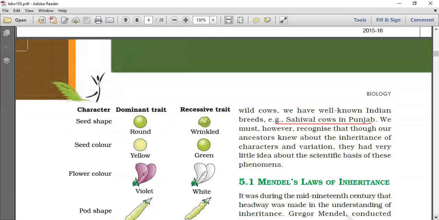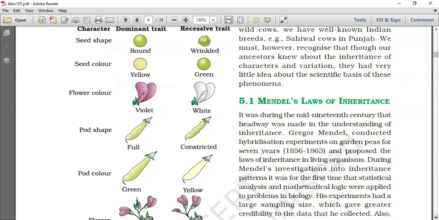which is produced. We must, however, recognize that although our ancestors knew about the inheritance of characters and variation, they had very little idea about the scientific basis of this phenomenon. Then comes Mendel. Mendel's laws of inheritance.